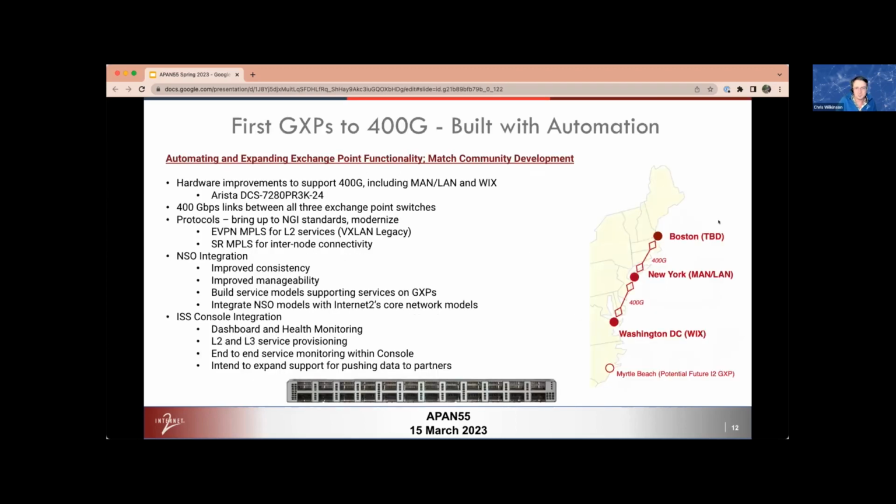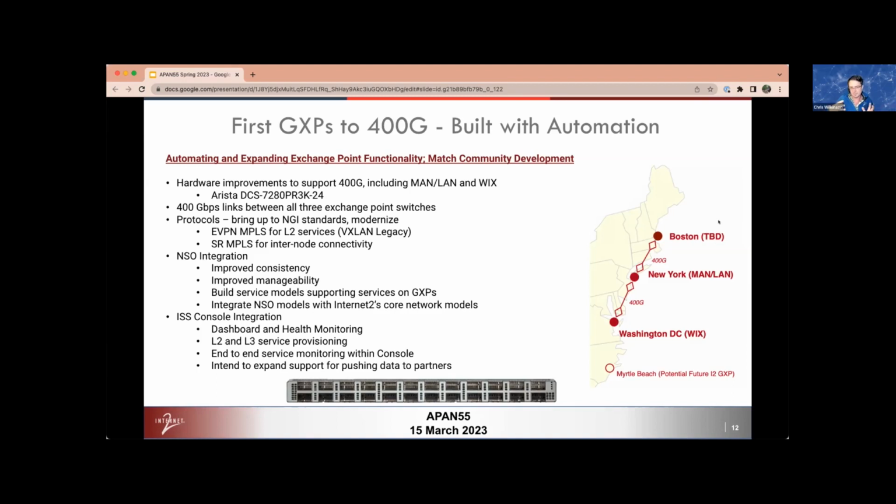So our global exchange points in Washington, D.C. and New York, and a future exchange point in Boston, are all going to be brought up to 400 gig. Currently, they're running on Juniper QFX switches. We'll be transitioning those over to Arista 7800R3 switches to have all 4 capable of 400 gigs. This is in step with both our backbone and also the new link capacities that are coming online. We'll be using EVPN for the majority of those circuit provisionings, and we're going to cross-integrate all of that through NSO and the Insight console that I mentioned previously, to provide health and monitoring.